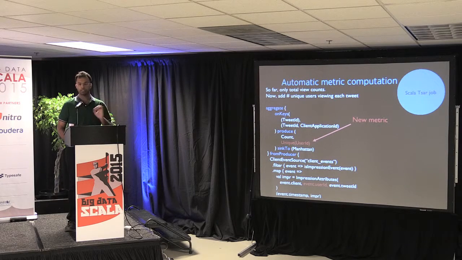Anyone see any problem with this? So say the number of unique users who saw my tweet on day 1 is 100. The number of unique users who saw my tweet on day 2 is 50. The number of unique users who saw my tweet on day 3 is 75. And I get a query to the Tsar query service that says, give me the number of unique users who saw my tweet between day 1 and day 3. Anyone know how I would do this, or any problem with doing this?